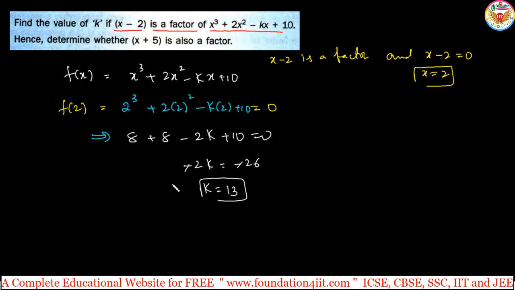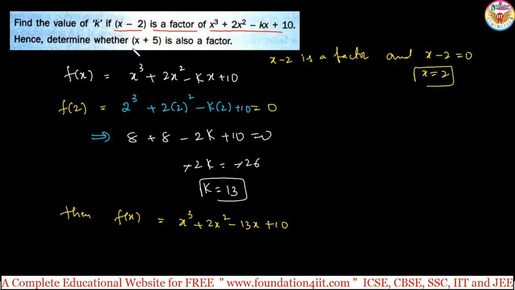Now, on substituting this k equal to 13 in the given expression, f of x becomes x cube plus 2x square minus kx plus 10, right? K is 13, so minus 13x plus 10.